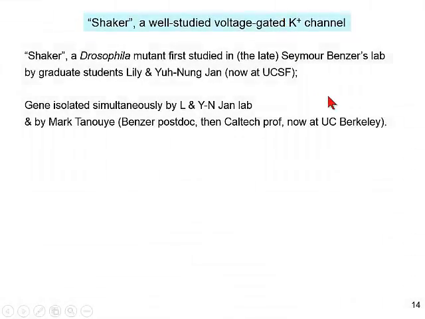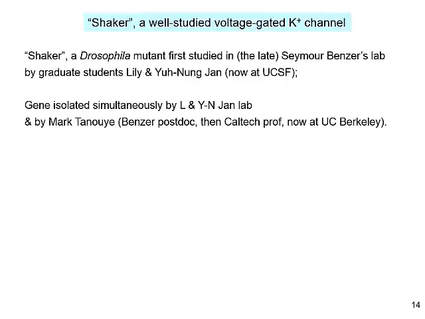We're going to talk today about Shaker, which is a very well-studied voltage-gated potassium channel. Shaker, as Ralph explained, is the name of a channel, but it also is the name of a gene that encodes the channel. It's a Drosophila gene. It was first studied in the late Seymour Benzer's lab by graduate students Lily and Yuh Nung Jan, who are now very famous professors at UCSF. And it was isolated simultaneously by their lab and by Mark Tanouye, who was both a Benzer postdoc and a Caltech professor, now at Berkeley, still doing wonderful science.